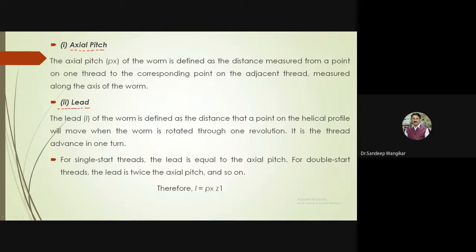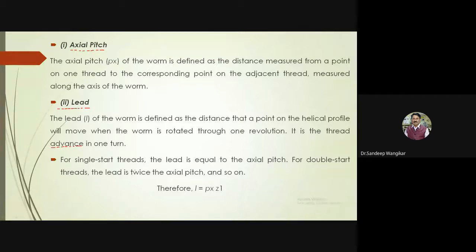So the lead L of the worm is defined as the distance that a point on the helical profile will move when the worm is rotated through one revolution. This is the thread advance in one turn. So any one point is assumed on a particular helical profile and the thread will rotate through one revolution. So what is the position of that particular point after one revolution? This is nothing but the lead. It is also called as thread advance.